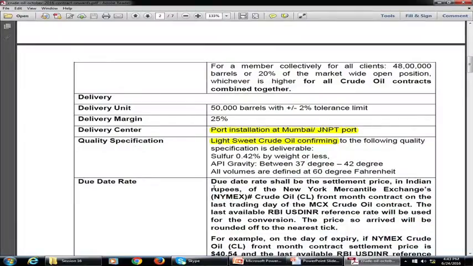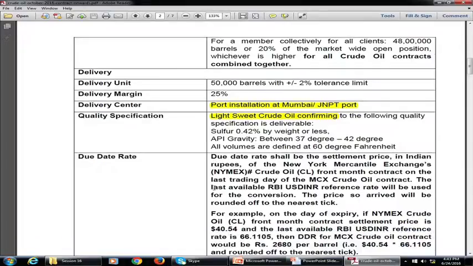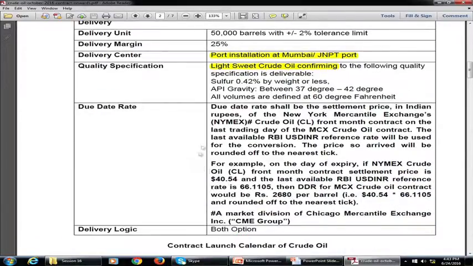And what is the quality specification? The quality specification is light sweet crude oil conforming to an API gravity between 37 degrees and 42 degrees and sulfur of 0.42%. And another aspect which I want all of you to focus on: what is the due date rate, or the price, which will be considered for settlement of the contract on the contract expiry date?